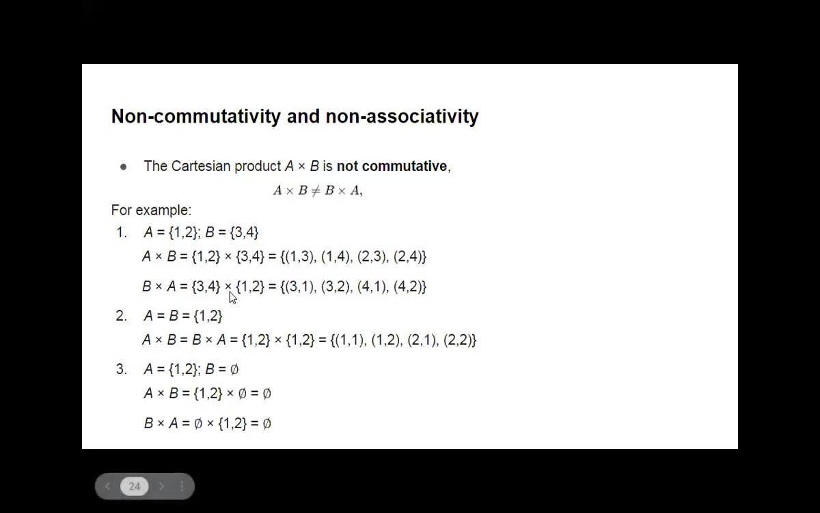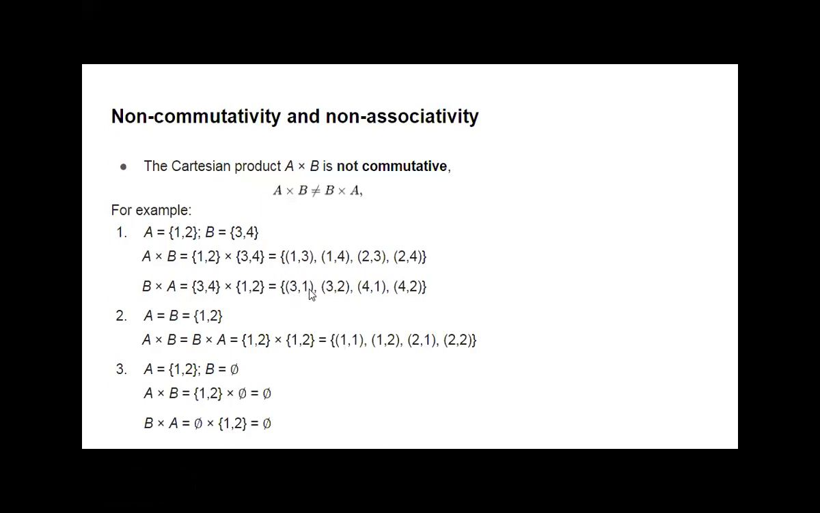See from the cursor here. (1, 3) is the first element of A cross B, and (3, 1) is the first element of B cross A. Okay. Both are actually having 1 and 3 as the elements. 1 is there in this also and this also. 3 is here also and there also.